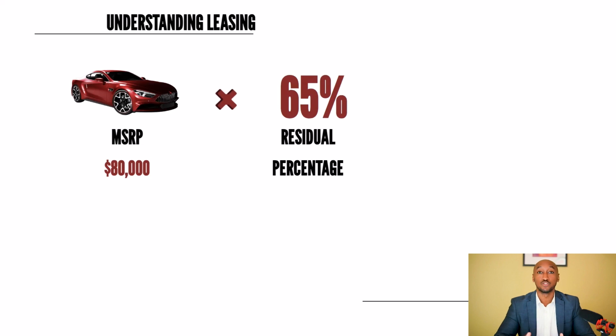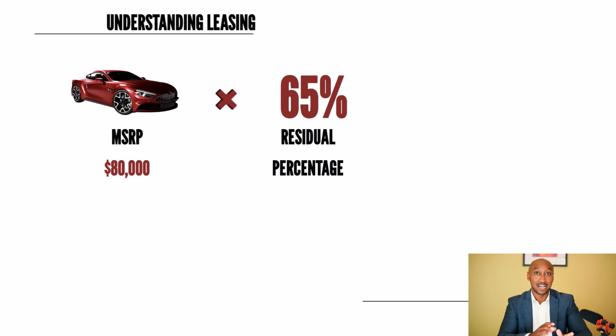Then we have the residual percentage. That's gonna tell us, when this car is brought back, when we're done with our lease, we're gonna assume it's a 36-month lease, it doesn't matter what the term is, but when we bring the car back, there's a percent of value that's retained. In this example, we're gonna assume the car is gonna retain 65% of its value. And this number is set already ahead of time. You'll see that different cars have different residual percentages, which means some cars are better leases than others, but 65% is gonna be our residual percentage.